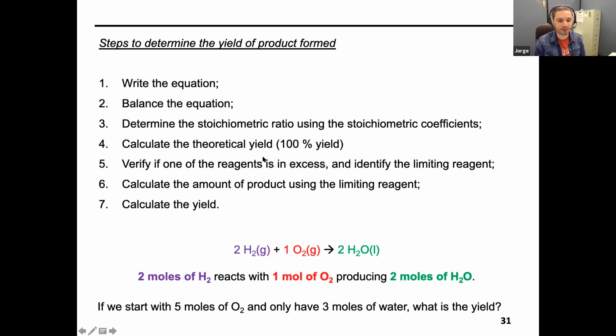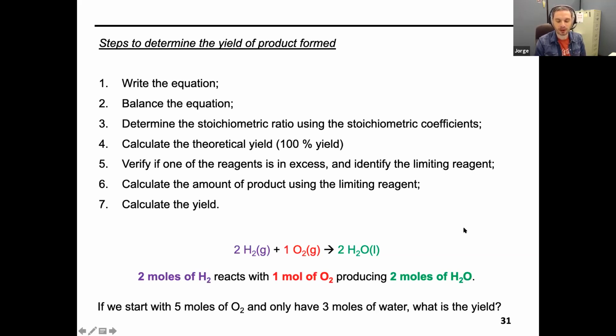Always verify if there is any reagent in excess. Then we are going to calculate the yield for the reaction. And always, always, always have in mind that we can correlate moles with mass using the molecular mass of the reagents or products involved in the reaction.